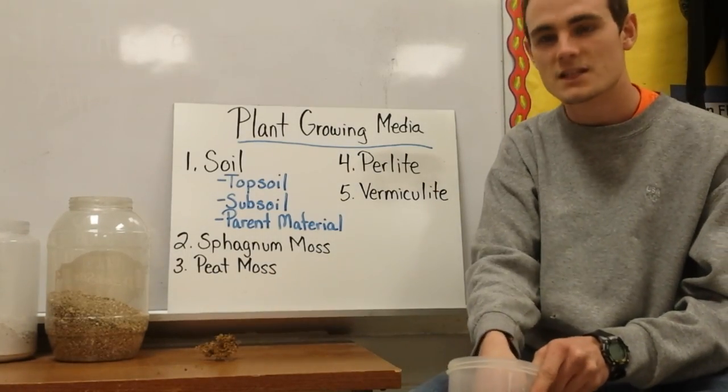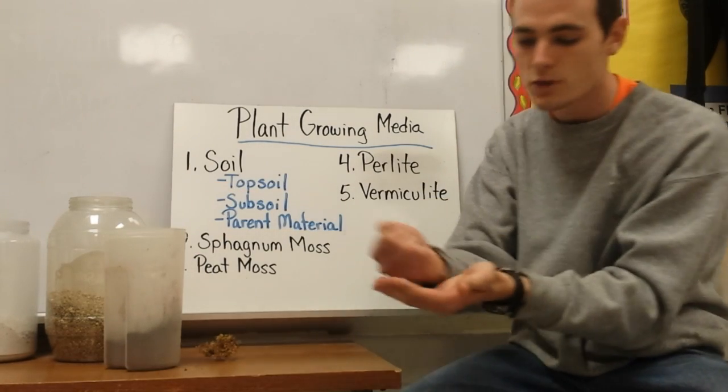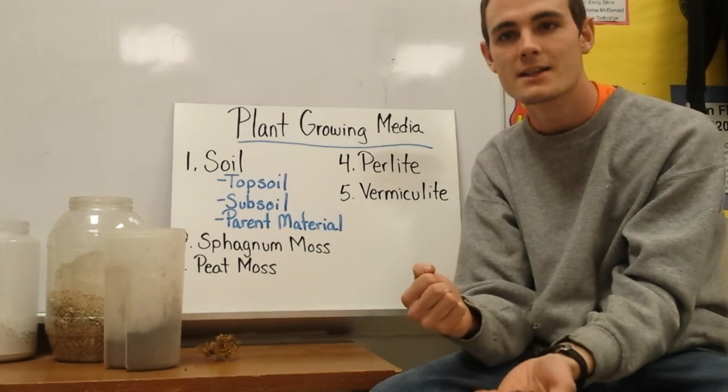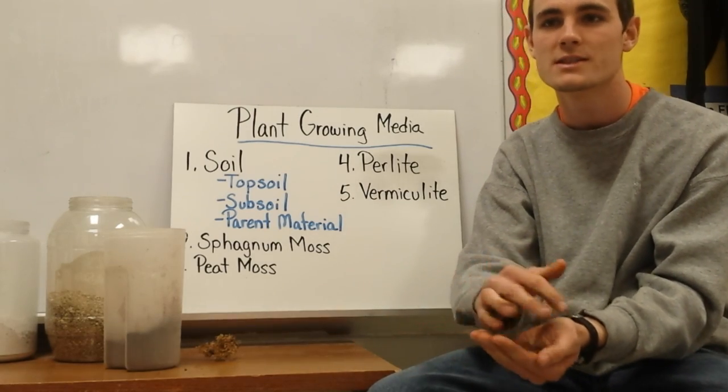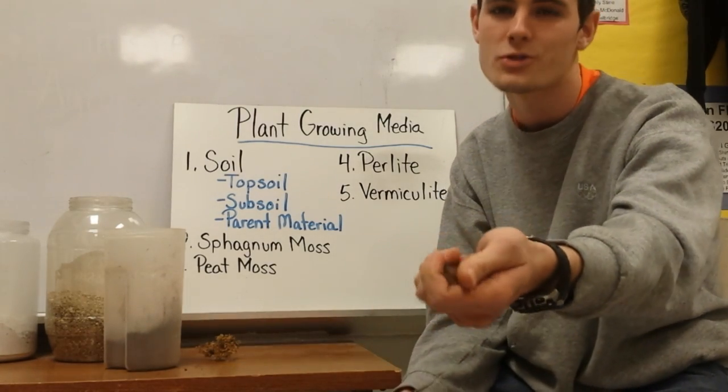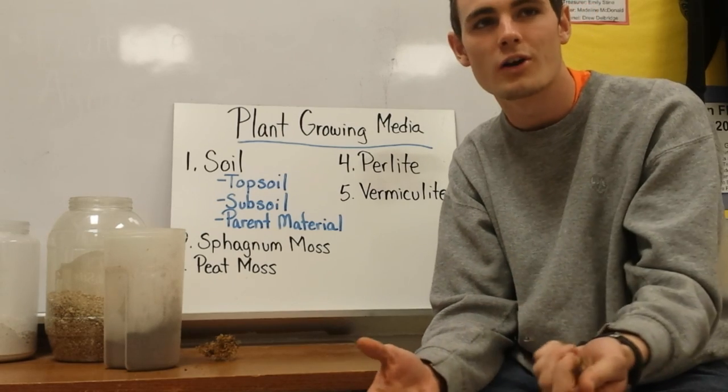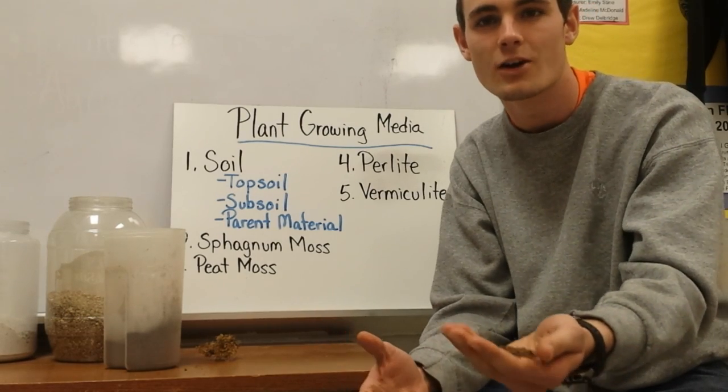Peat moss is fine, ground up moss particles, again, just a different type, and this comes from bogs in Canada, bogs being swamps. Peat moss consists of partially decomposed mosses in waterlogged areas, and these areas, like I just said, are called bogs.